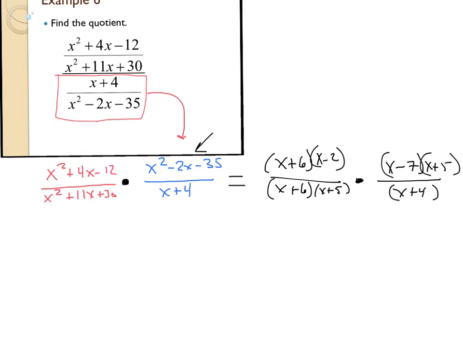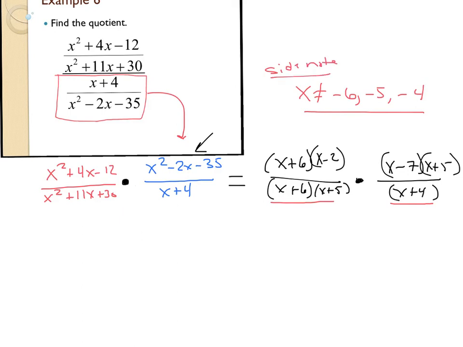So the first thing I'm going to do is look at these right here. I know that my domain in the original function, x, cannot equal -6, -5, and -4, because that's going to make 0 in the denominator. So I'm just going to write that as a side note. This is my side note regarding my domain.